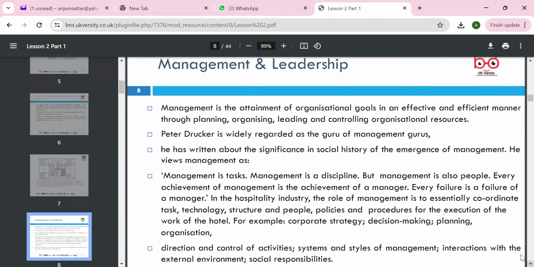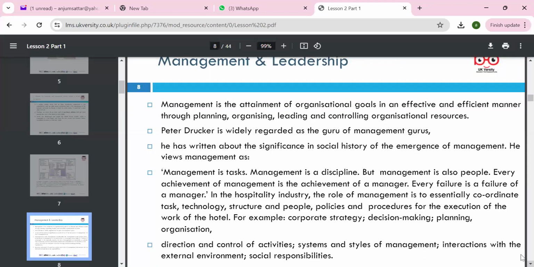So what is management? Management means to attain the organization's goals in an effective and efficient manner. Peter Drucker is widely regarded as the guru of management. He said management is a task, management is a discipline, but management is also people. Every achievement of management is an achievement of managers. Every failure is a failure of managers.